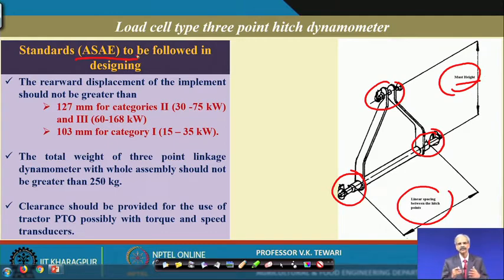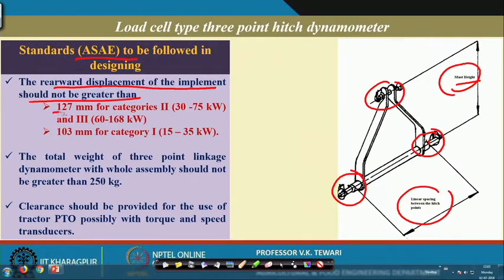In fact, ASAB is the name of the body, but then all standards are ASAE standards here. You can see that the rearward displacement of the implement should not be greater than a certain value. What will happen is the implement will be displaced rearward the moment you have another attachment in between. So, that cannot be more than 127 millimeter for categories 2 and 3.